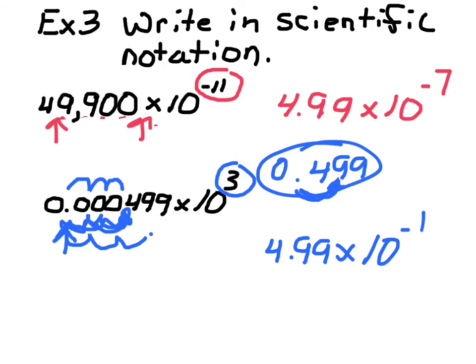So this is a brief introduction of scientific notation. And remember, scientific notation is just an easier, less time consuming way to write very, very large numbers or very, very small numbers.